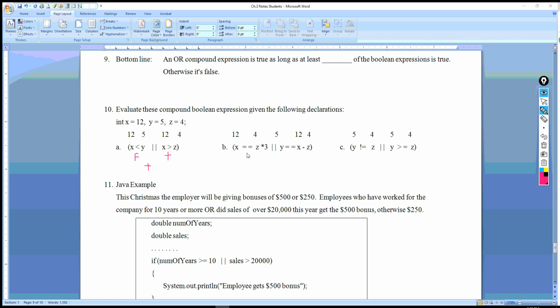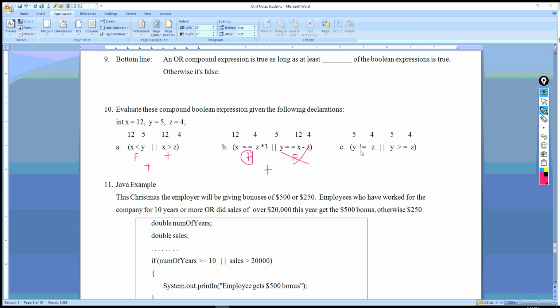In this one, we have a true, and then over on this side, this Boolean expression is a false. So this is the same kind of idea. Actually, you could have stopped at true, because only one has to be true to make it true. So we didn't even have to look at this.